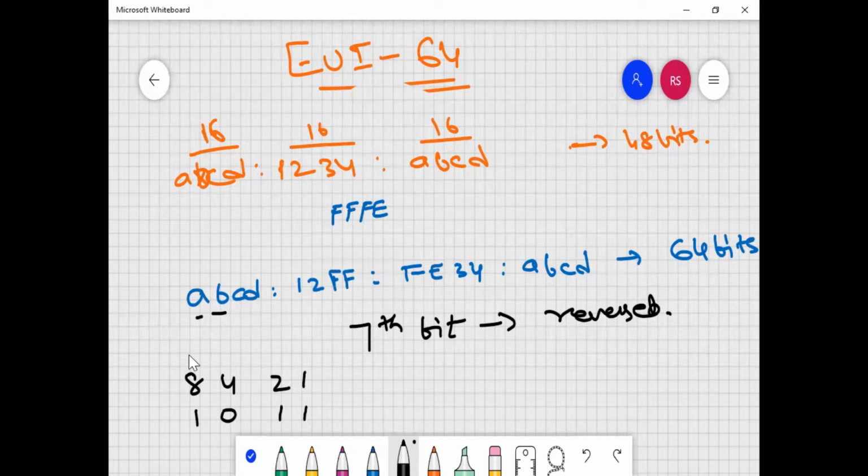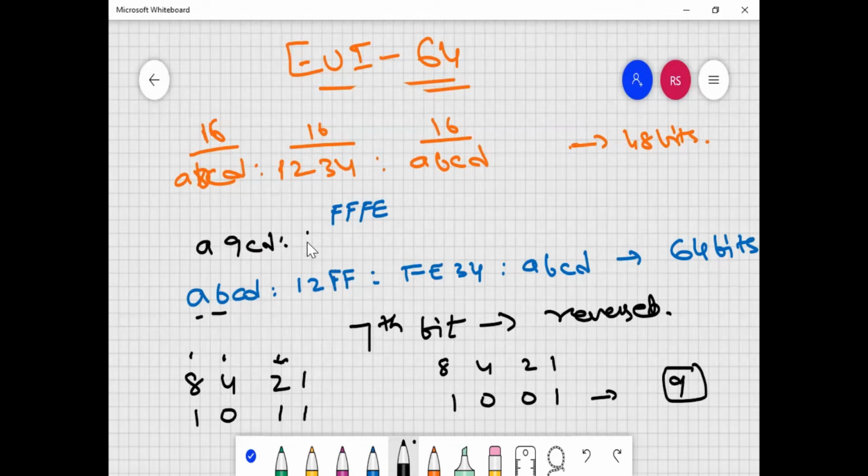And which is this? It is 5th, 6th, 7th. So this is the 7th bit. It is currently 1. It should be 0. What will it result to? 1, 0, 0, 1. That will be 8 plus 1, 9. So it will be 9. It means it will be A, 9, CD, 1, 2, FF, FE, 34, ABC.